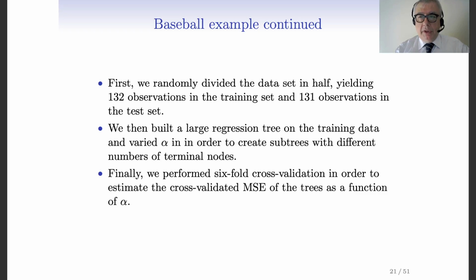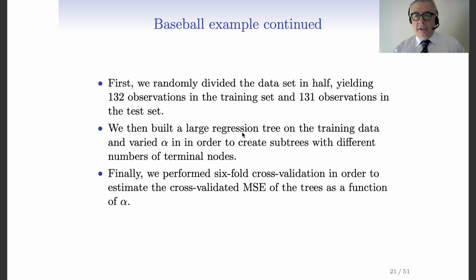Let's go on with our discussion on decision trees. We have seen the pruning method, and now we are coming back to our baseball example. We first divided the data set in two parts, leaving 132 observations in the training set and 131 observations for the test set.